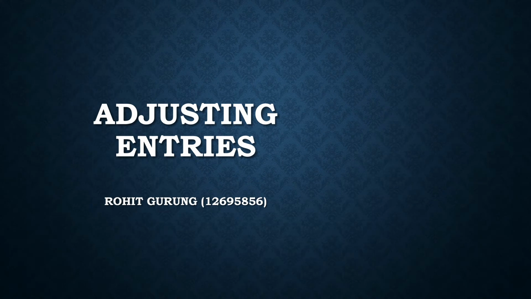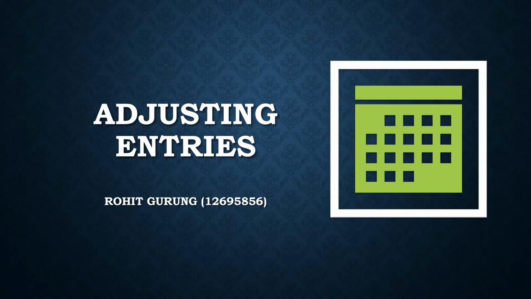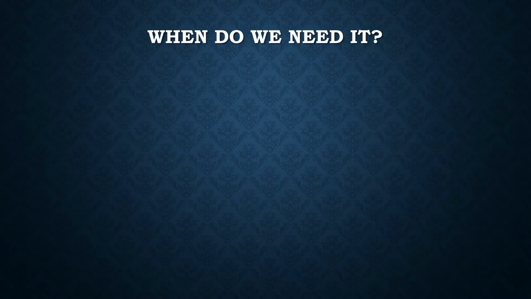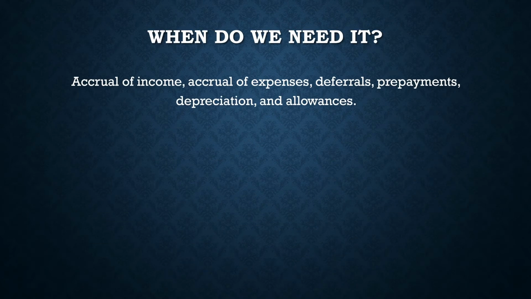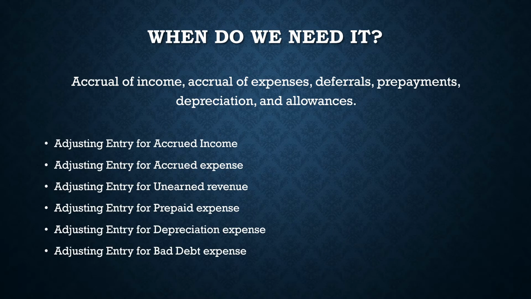Adjusting entries are made to update the accounts in an accounting system. Some accounts are not up to date, hence requiring adjustments to get them to their correct balances. But when do we need it? Adjusting entries are prepared at the end of an accounting period for accrual of income, accrual of expenses, deferrals, prepayments, depreciation, and allowances. Thus, an adjusting entry for each of them is required.